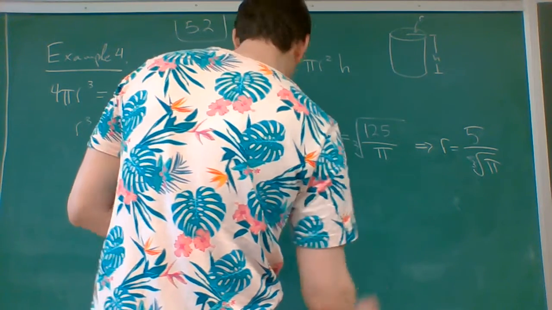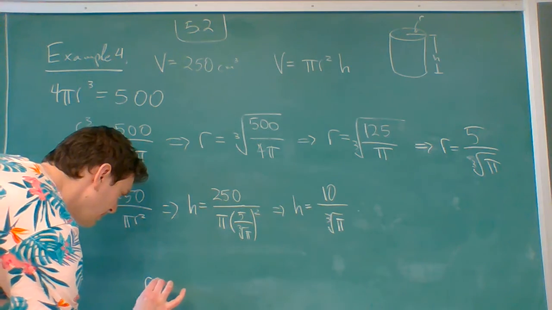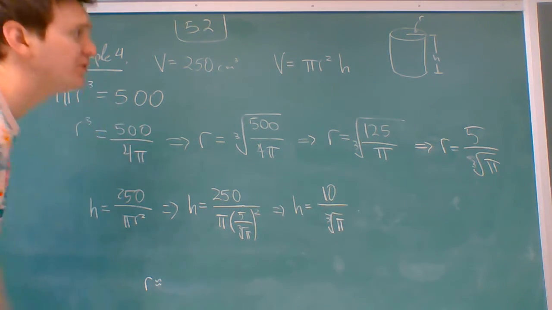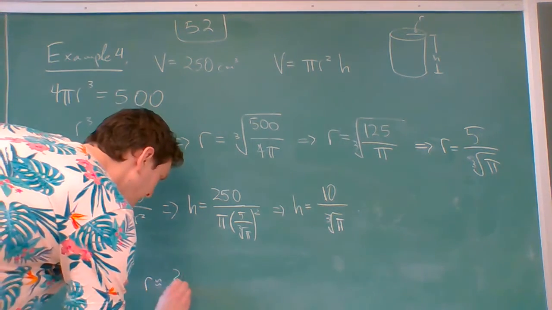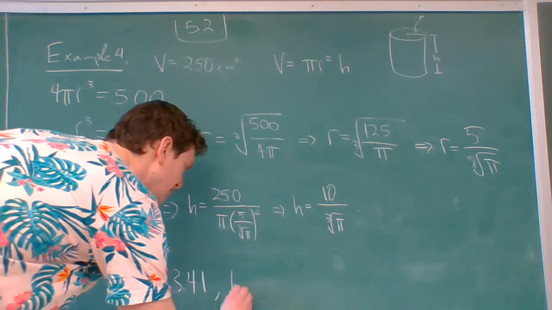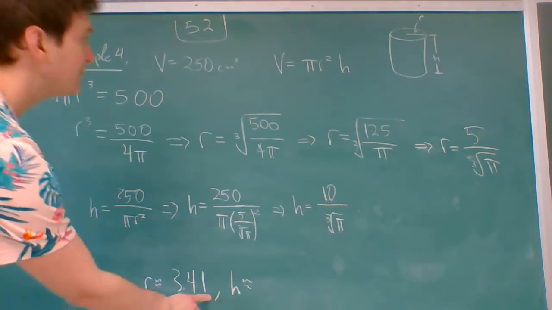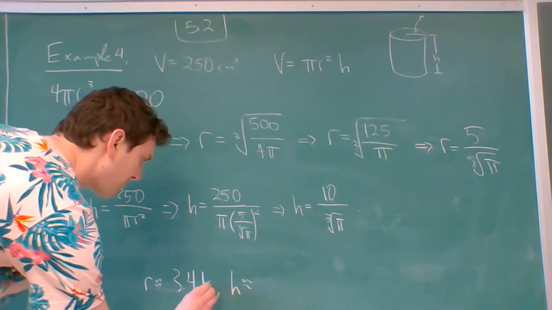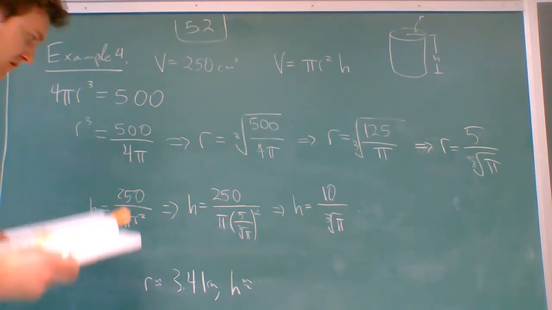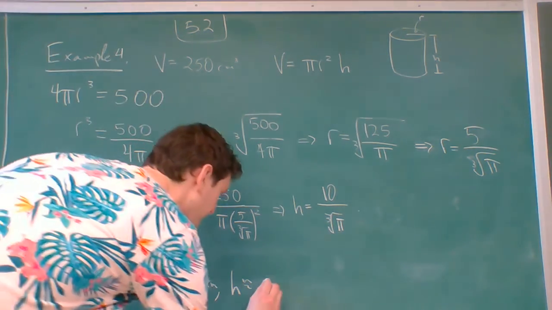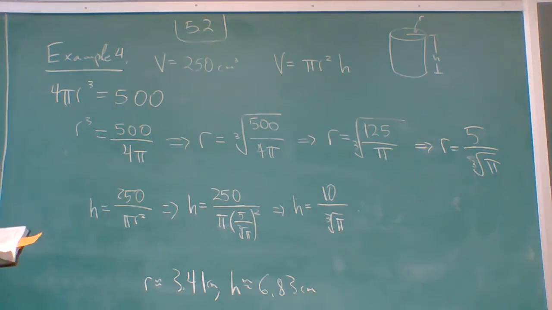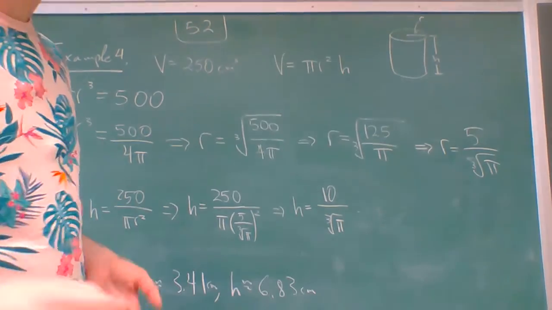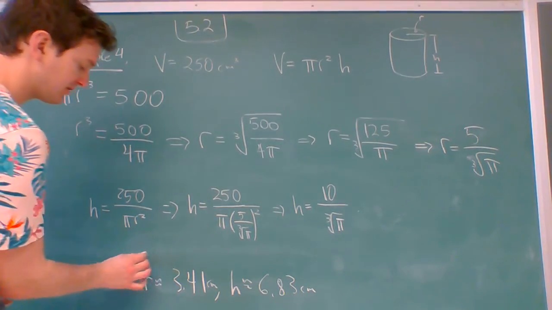So we're getting that r is approximately equal to, what is 5 over cube root of pi? 3.41. And h is approximately, this is centimeters, right? Centimeters. And h is approximately 6.83 centimeters. Okay, there we go. This would be the answer.